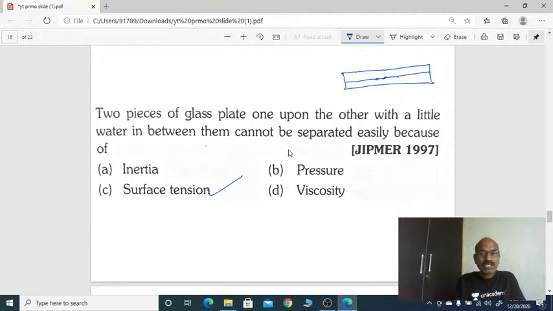How does surface tension act? By stretching the surface of water. Similarly, in between the two glass plates, a water drop is there. So the surface tension pulls the plates towards each other. That is why it is very difficult to separate them. It is due to surface tension.